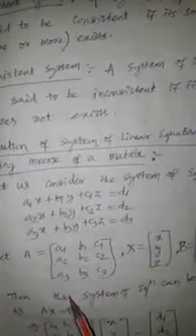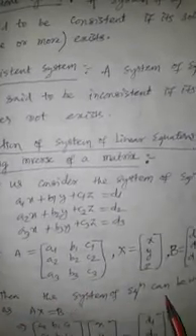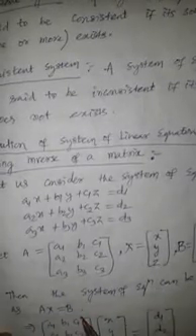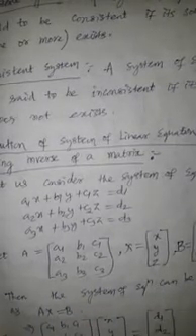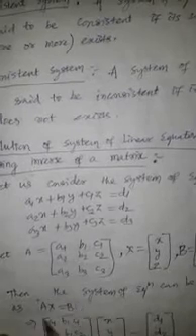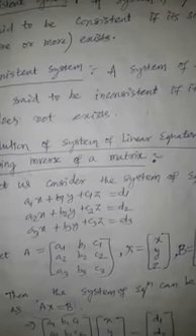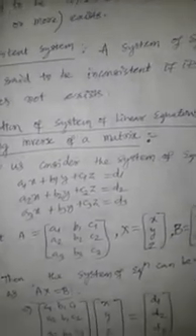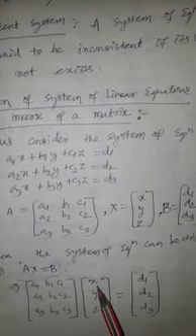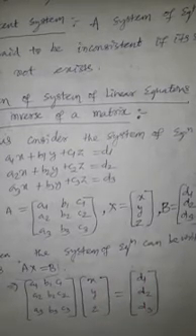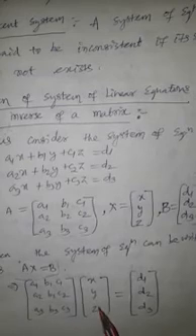Then the system of equations can be written as AX is equal to B. AX is equal to B. That means here A is given [a1 b1 c1; a2 b2 c2; a3 b3 c3], and X is given [x; y; z], which is equal to [d1; d2; d3]. That means AX is equal to B format.